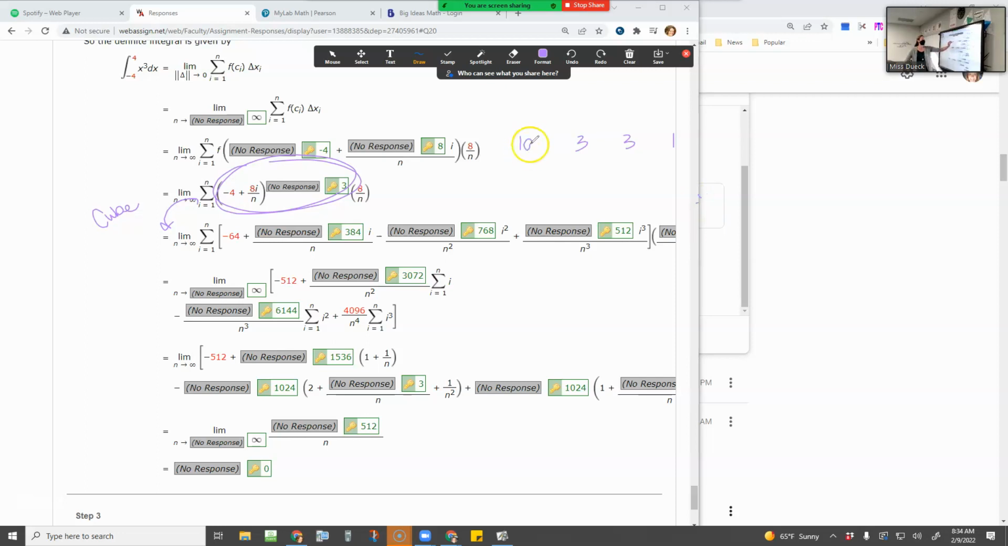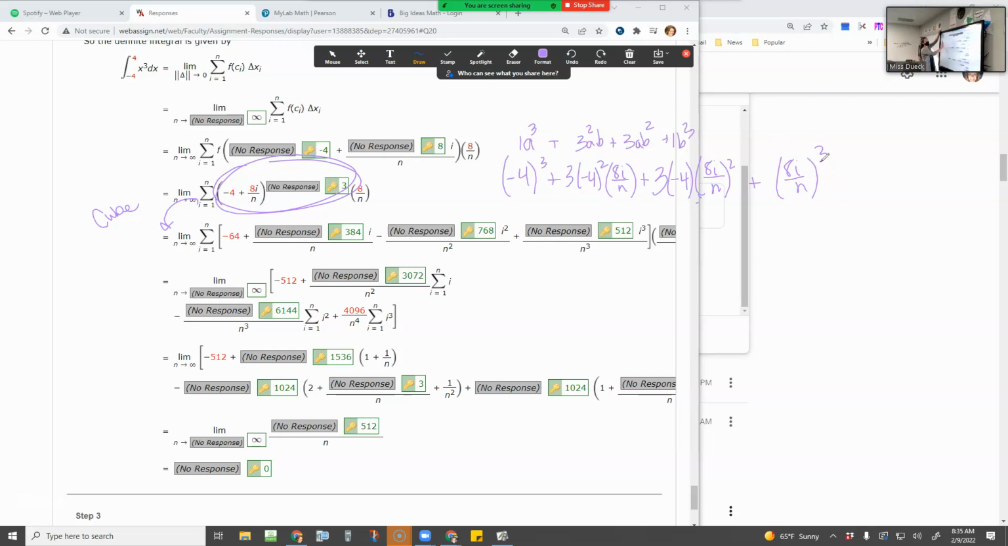And so you would have had that a to the highest power, and then that a goes down one, b goes up one, and then a goes down another one, b goes up another one, and then b is at the top. And so what that would look like is you would have -4 to the power of 3 plus 3 times -4 squared times your 8i over n plus 3 times just 1 -4 times 8i over n squared plus 8i over n cubed.